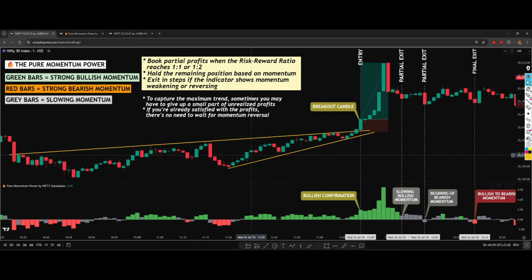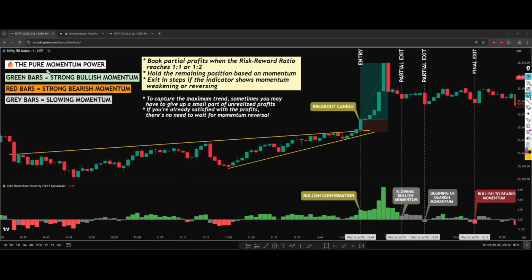Friends, in this video I will be explaining this particular trade that was recently triggered on 16th July 2025 in the 1 minute time frame of Nifty 50. So here, what are we looking at? This is our most powerful indicator, the pure momentum power. It indicates the momentum. Here in this example we are going to understand how it helped in this particular trade. Clear? So let us try to understand the indicator.